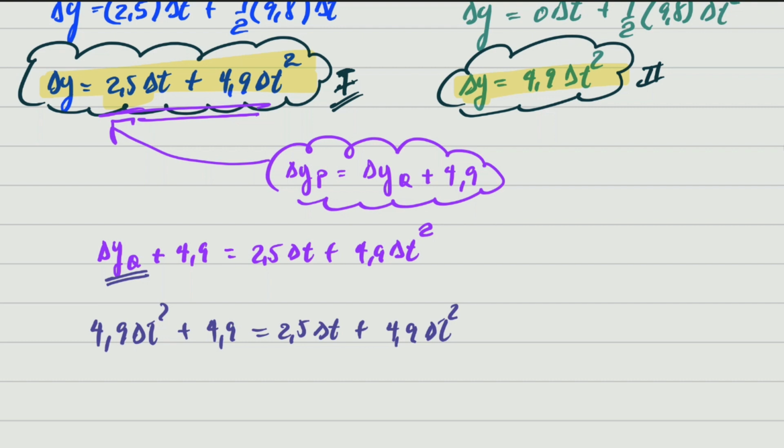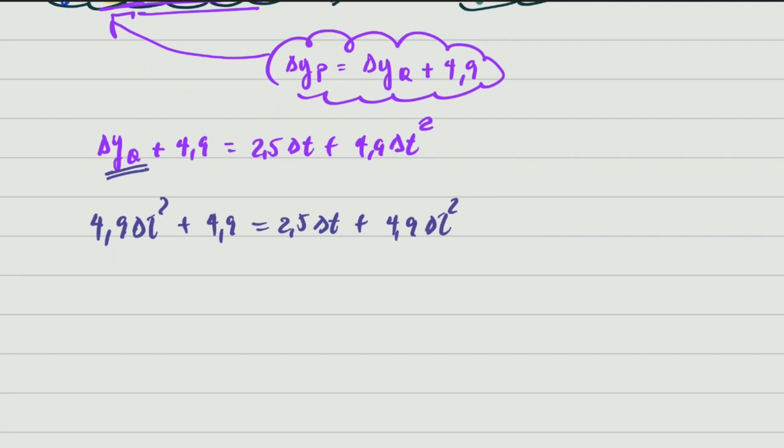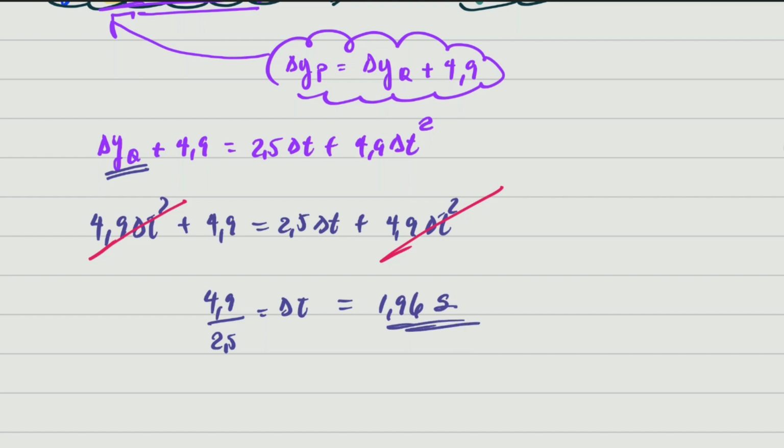And now we have everything here, guys. So you can see now it's a very simple equation to solve for delta T, and then you can see there that the 4,9 T squared will cancel each other. And then when you solve this one, you have 4,9 divided by 2,5 is going to be equal to the time. And then the time is going to be equal to 1,96 seconds. This question is not that bad.